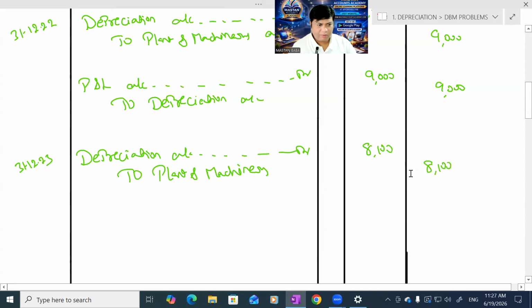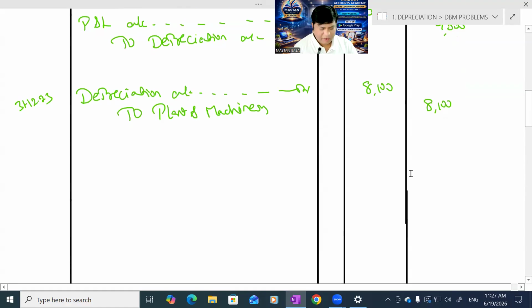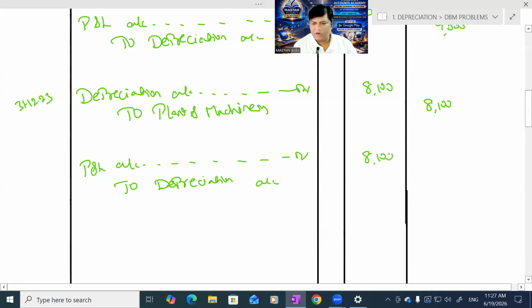Write the narration definitely. And the last and final entry for this problem is profit and loss account debit to depreciation account, being depreciation transferred to the profit and loss account. So that comes to how much? 8,100. So this is the procedure that we have to follow for depreciation problems.